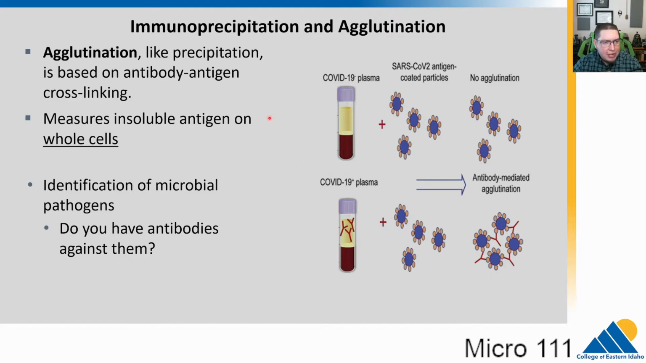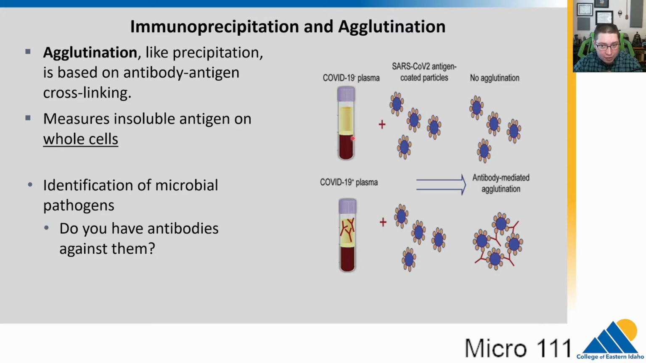Agglutination is a bit easier to understand. This is kind of like precipitation, but in this case, we're dealing with a liquid generally, and we're measuring insoluble antigens on whole cells or something like that. So we could be looking at blood when we're talking about this, or we could be looking not necessarily at cells, but viral particles.